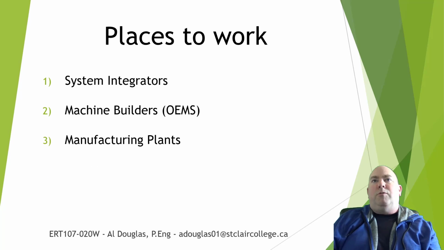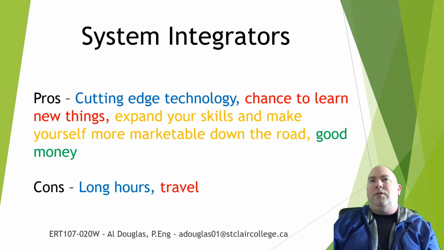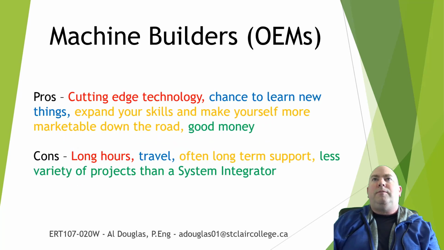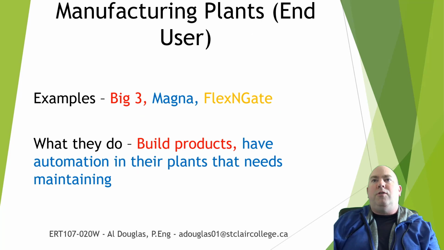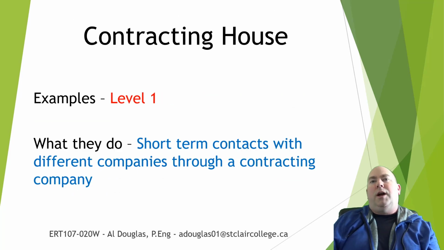Places to work: system integrators, machine builders, manufacturing plants, contract agencies. System integrators are basically an engineering office that sells their services to other places. Machine builders build equipment for end users. The actual end users, this would be like working for the Big Three. They actually build a product, and they need people to do maintenance type functions. And a contracting house is basically going to find you a short-term contract to go work as a robot technician.